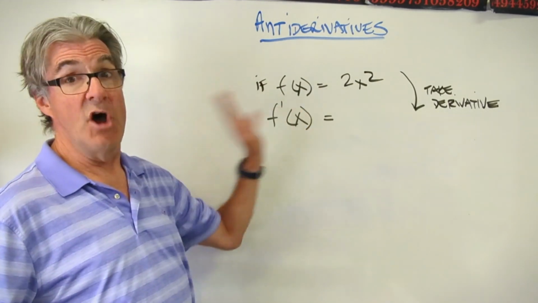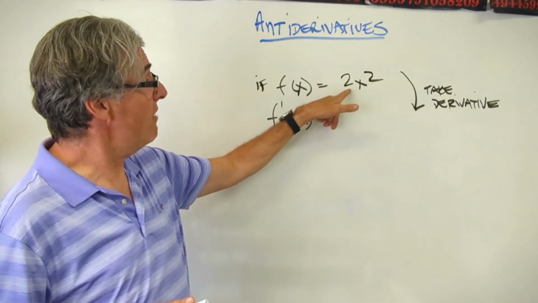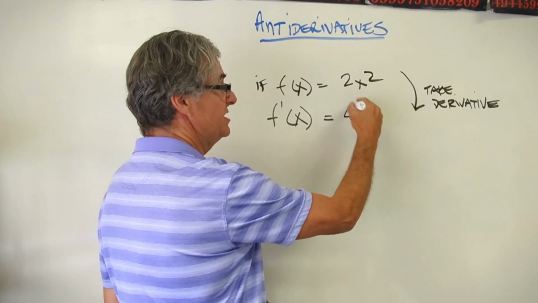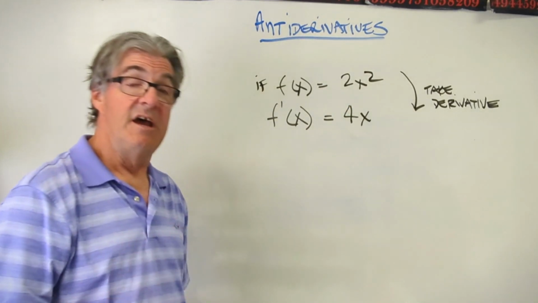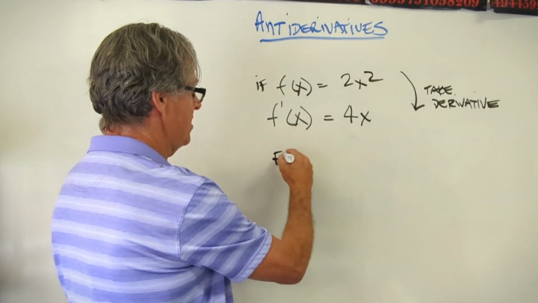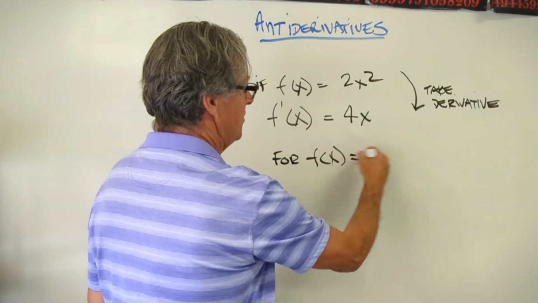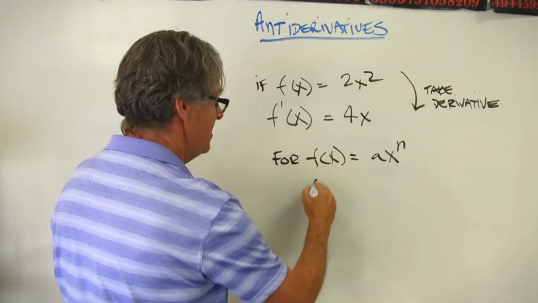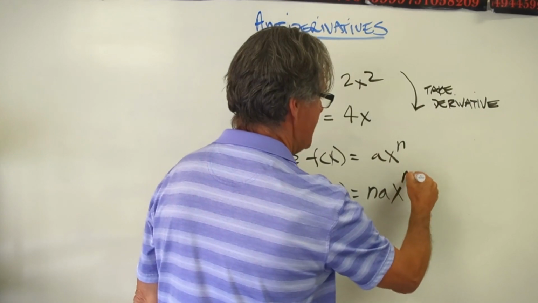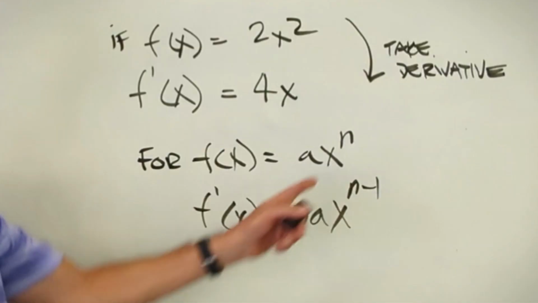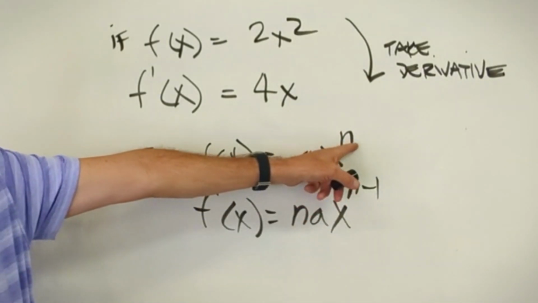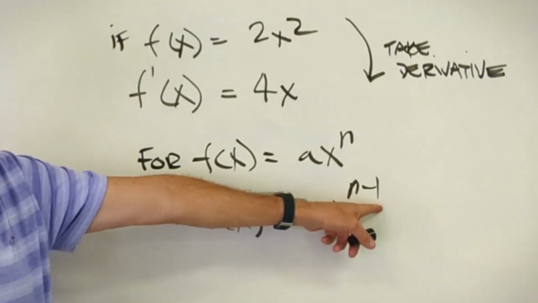So check this out. You know already from this class that we can use the power rule on this expression to take the derivative. And so the derivative of this would simply be 4x. Okay, so remember, we have this rule for that. It said for f of x equals ax to the n power, then f prime of x is going to equal nax to the n minus 1. So basically, you just take the power, you multiply it by the coefficient of x, that's the na, and you reduce the power by 1. So now it's n minus 1.